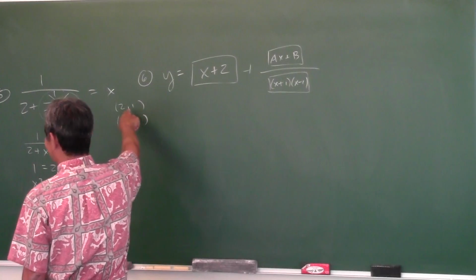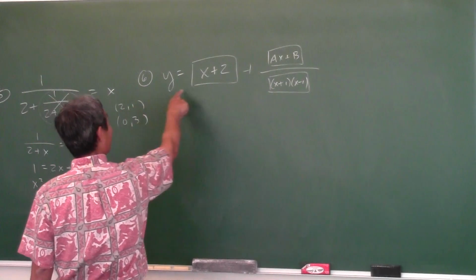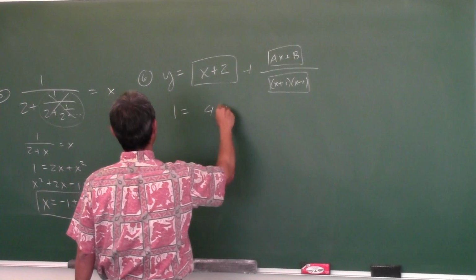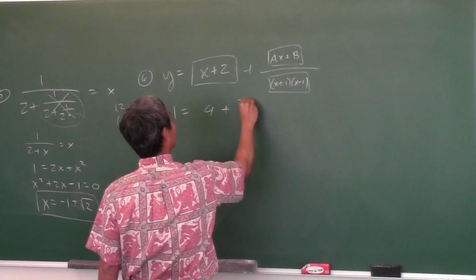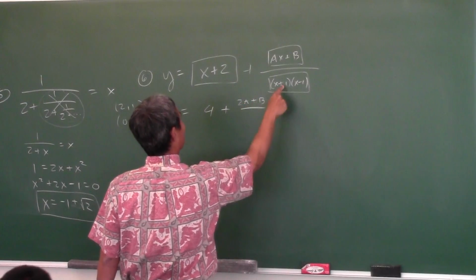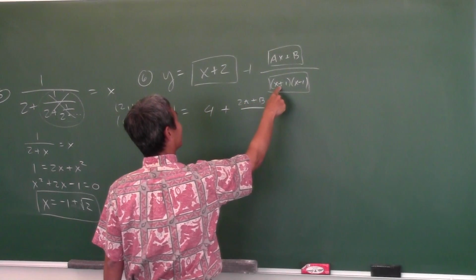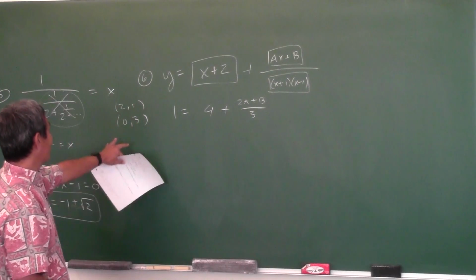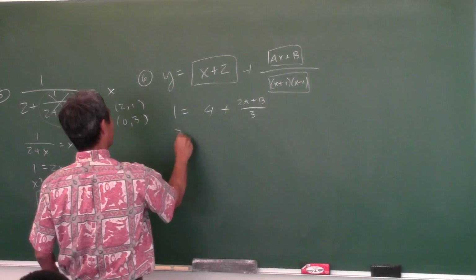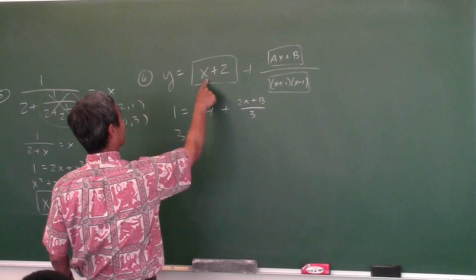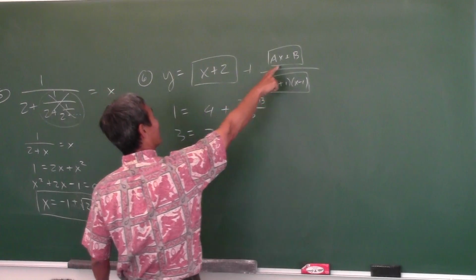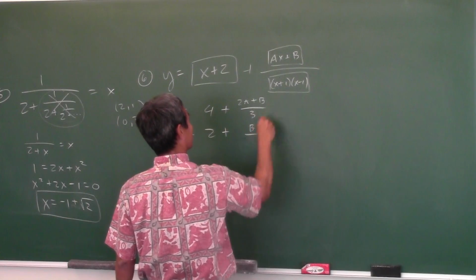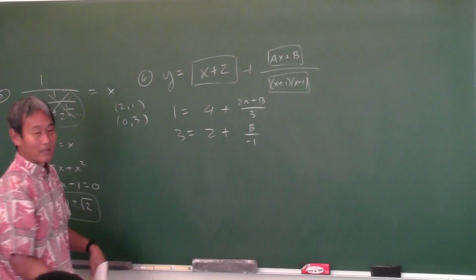So, if it passes through this point, plug it in. 1 equals 2 plus, plugging in 2 for x, 2a plus b over, if you plug in 2 for x, you get 3 times 1. That's one equation. And then if you plug in this point, you get 3 equals 2 plus, plug in 0 for x, b over, plug in 0 for x, -1, and then just solve them. I think you can solve it.